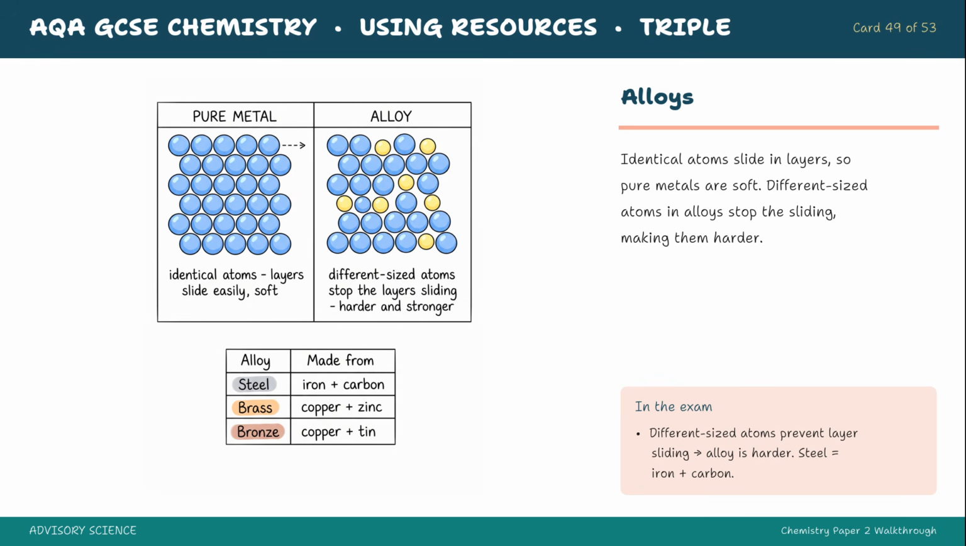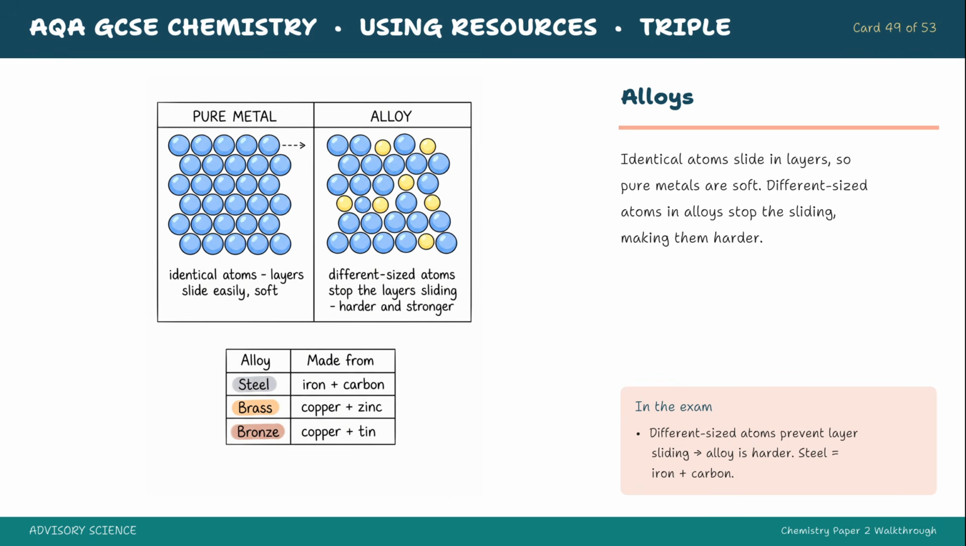So in the exam, the reason alloys are harder is worth memorising. The atoms are different sizes, so they distort the layers and stop them sliding. Match each alloy to its components. Steel is iron and carbon, brass is copper and zinc, bronze is copper and tin.